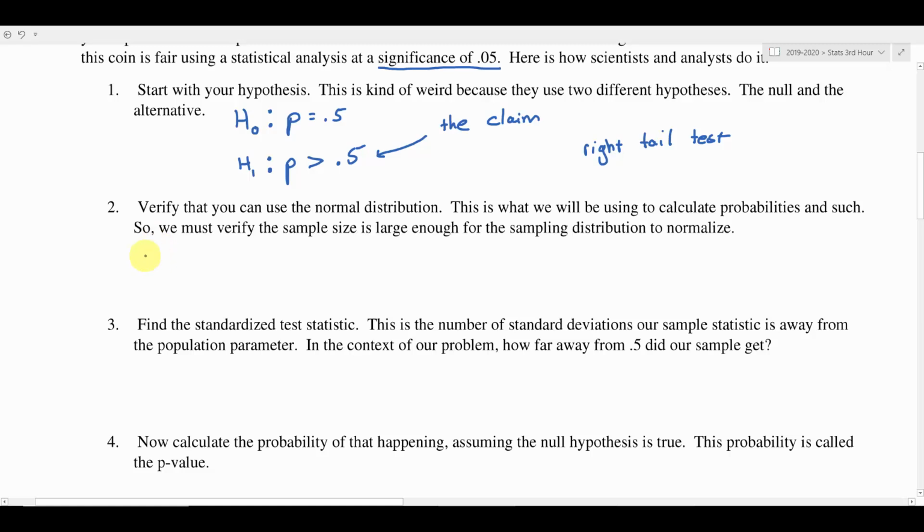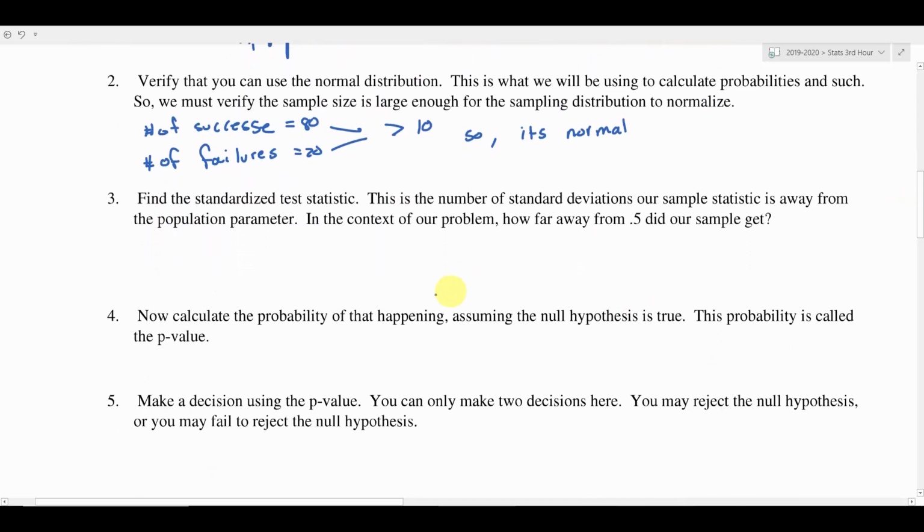So from our experiment, we had 80 successes, right? So number of successes was equal to 80, which means the number of failures was 20, and both of those are greater than 10. So it's normal. And we know the sampling distribution will be normal for this experiment, right? So we're good to go there. Just make sure when you're reading those problems in the quiz or on the test that you have the requirements met for the sampling distribution to normalize.